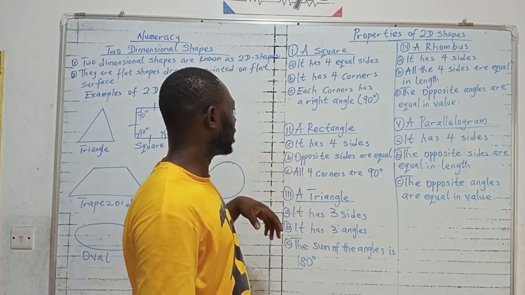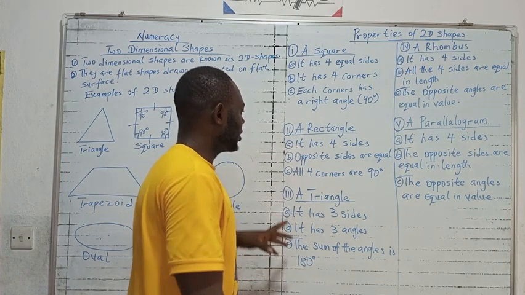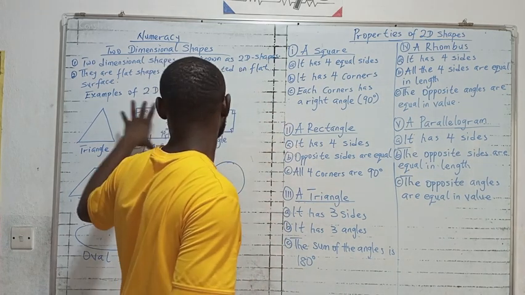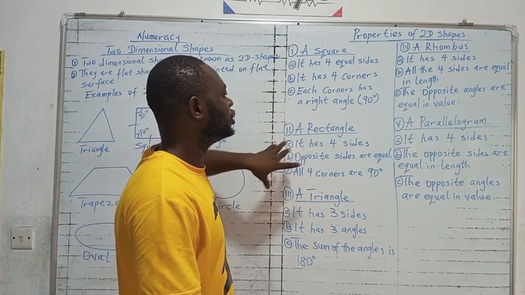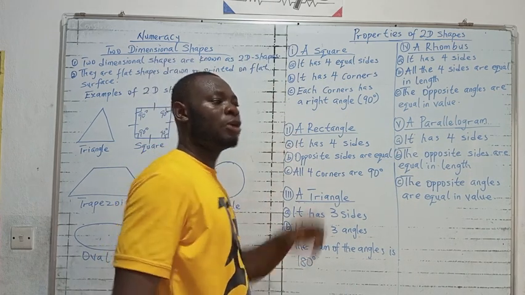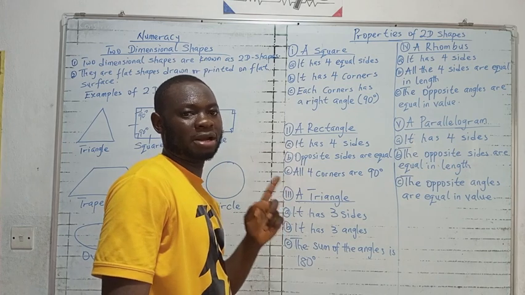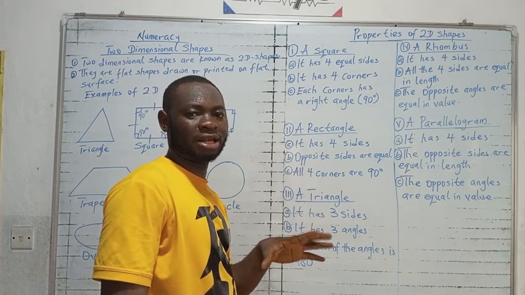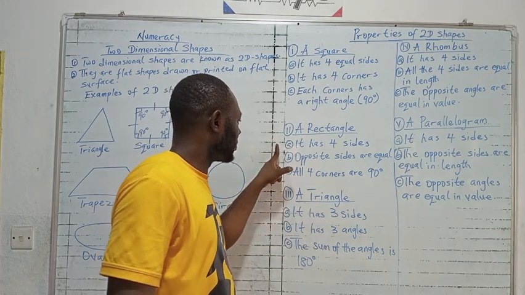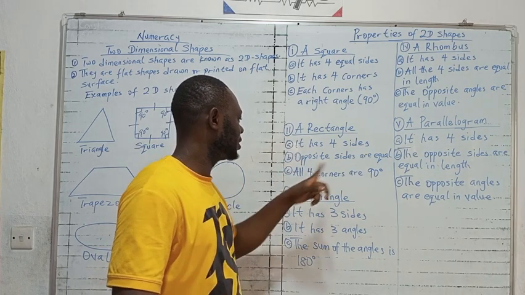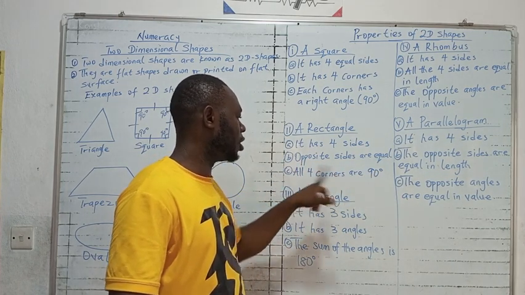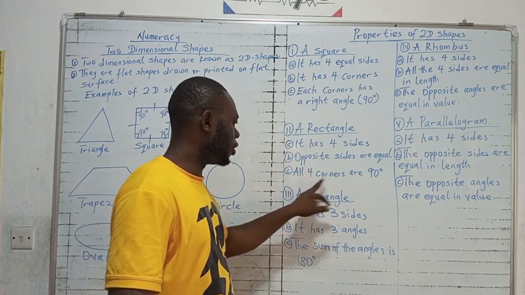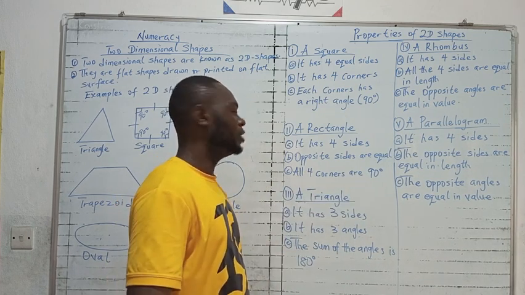The second shape we are going to consider is the rectangle. And the rectangle and the square have similar properties. The only difference is that in a rectangle, all the sides are not equal, but rather the opposite sides of a rectangle are equal. So in the properties, we say that it has 4 sides, opposite sides are equal, and 4 corners, all 4 corners are 90 degrees.